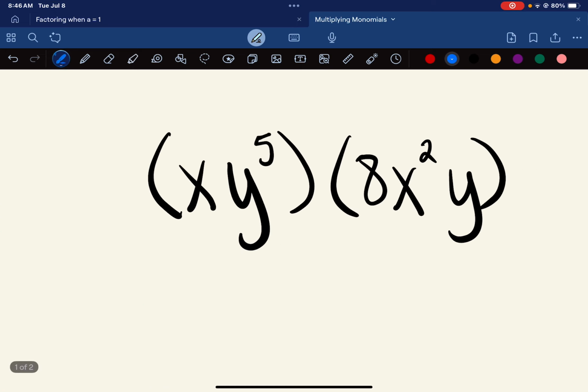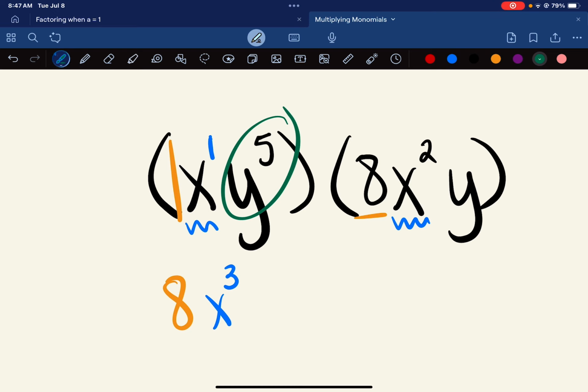And then our last example, we have right here our understood 1 coefficient in front of our x term because we don't see a number value there, times our 8. 1 times 8 just gives us 8. And then we have x times x squared. Remember our first exponent is a 1. So x times x squared just gives us x cubed. And then we have y to the 5th times y. This understood exponent of 1 right here gives us y to the 6th power.